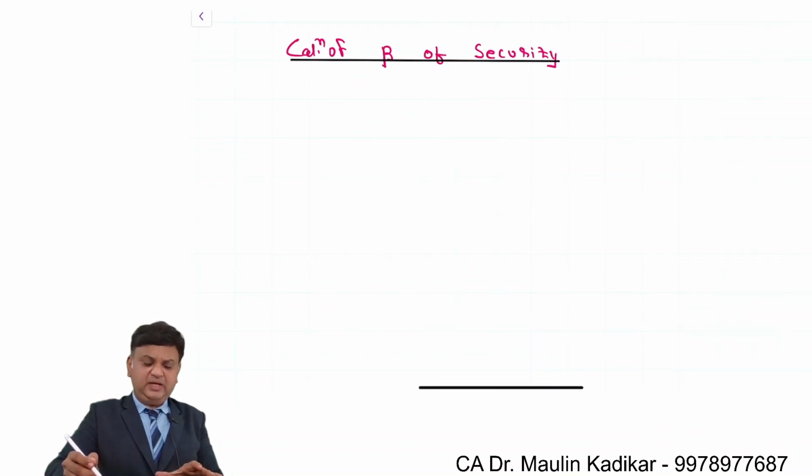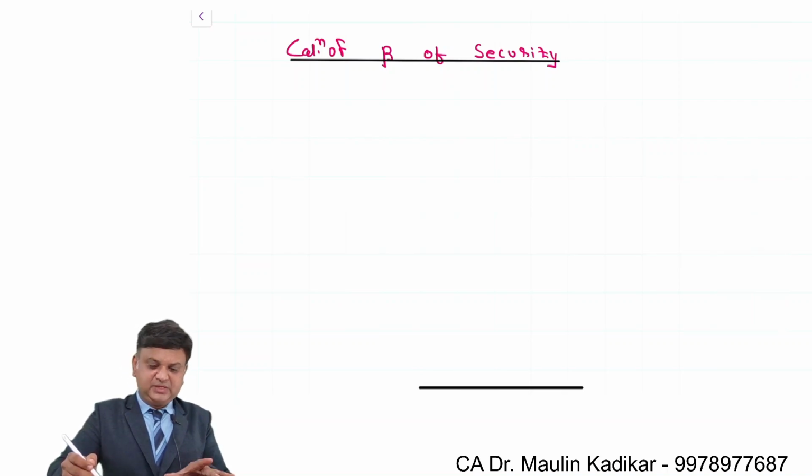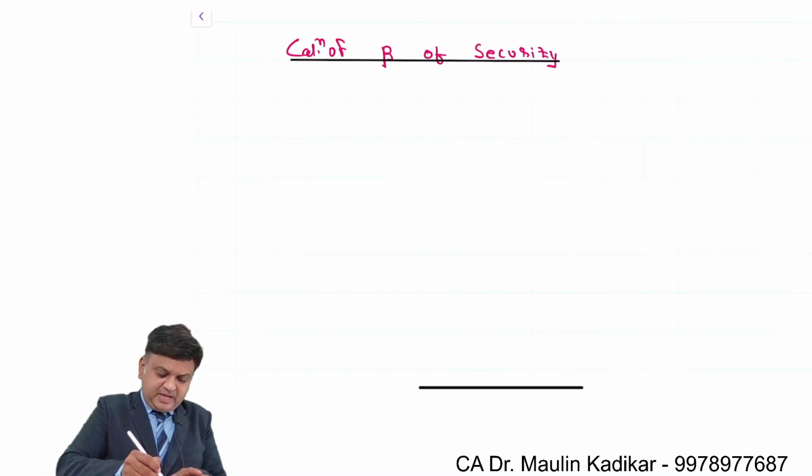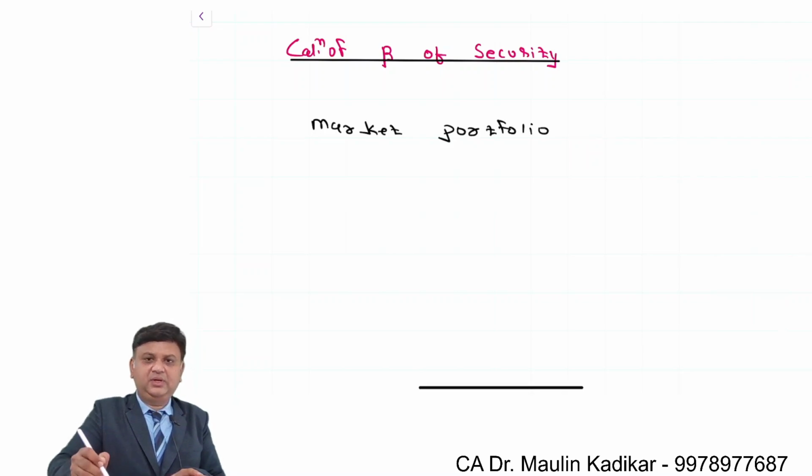Dear students, as far as the beta is concerned, we have discussed that the beta is measuring systematic risk. Now, as far as the beta calculation is concerned, there is one more thing we need to understand, and that is given the name market portfolio. Now what do we understand by the term market portfolio?